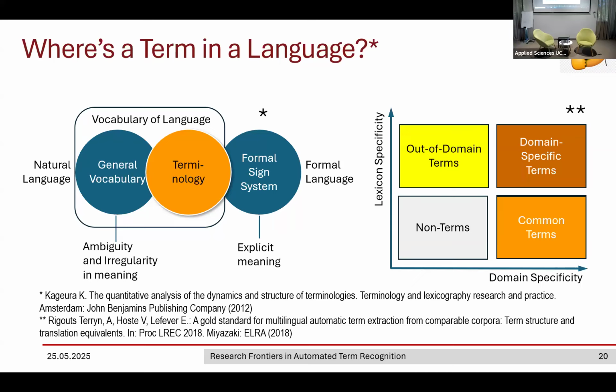So one more paper proposed a categorization or typology of terms. They are speaking about different types of terms along two aspects, like lexicon specificity and domain specificity. So the more specific, both for lexicon and for domain, are domain-specific terms, like here. And the non-terms are the less specific in both aspects. So there are intermediate categories, like out-of-domain terms. They are more specific in lexicon, but less specific in domain.